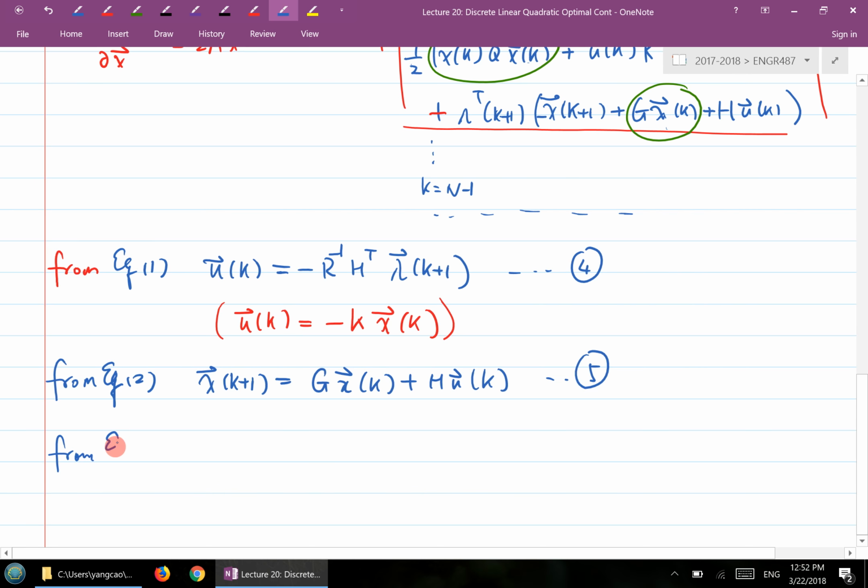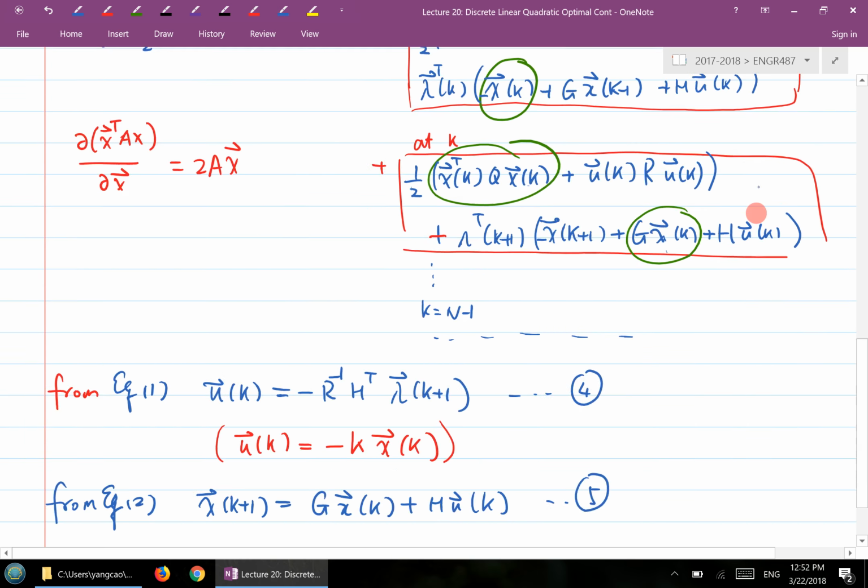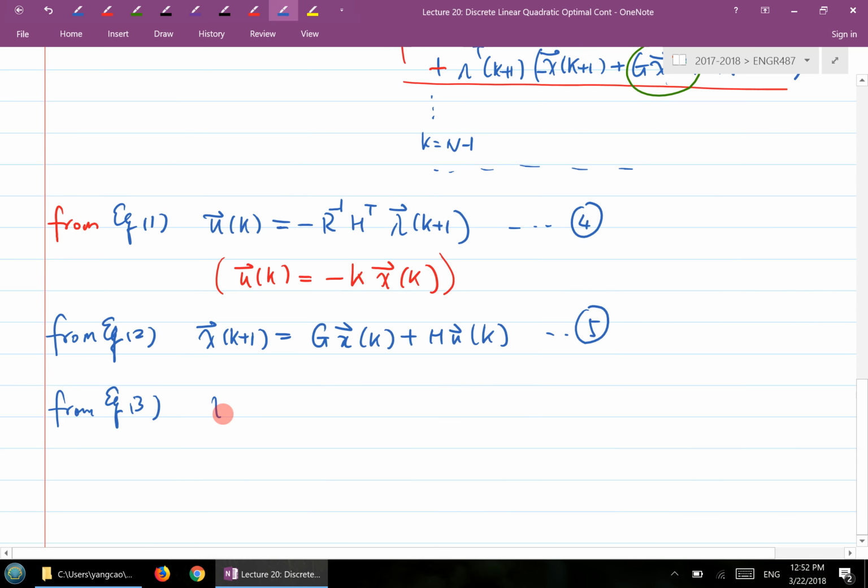Finally, from equation 3, and equation 3 is this particular equation, I'm going to solve for lambda k based on this equation right here. So solve for lambda k, and I got lambda k equal to G transpose lambda k plus 1 plus q x of k. So I'm going to call this equation number 6.